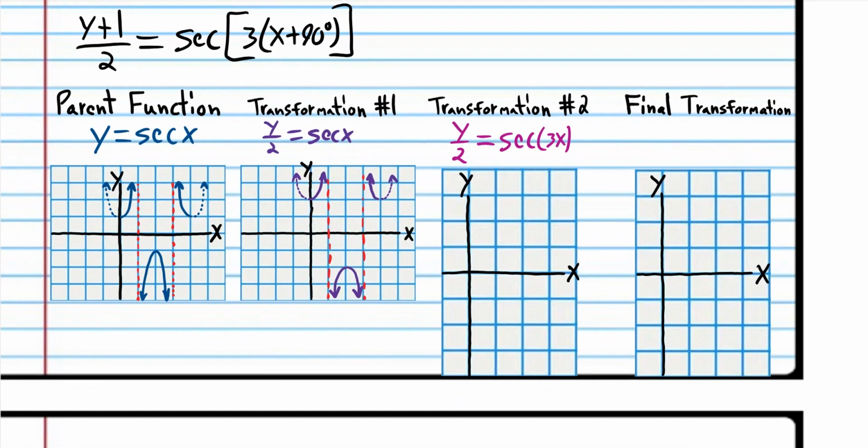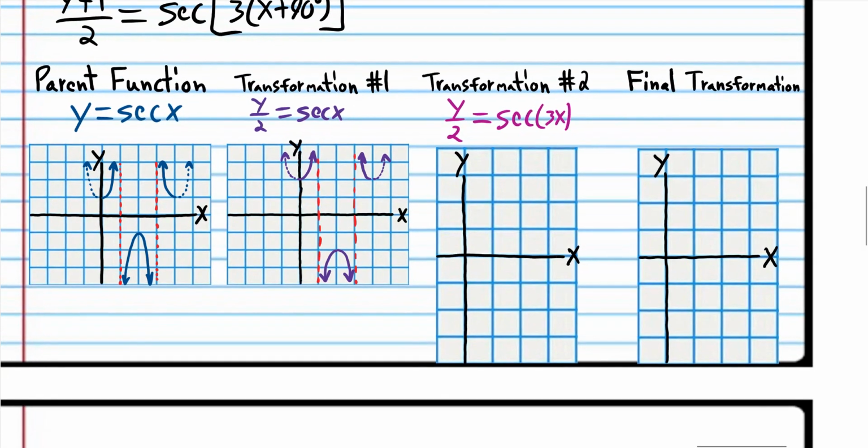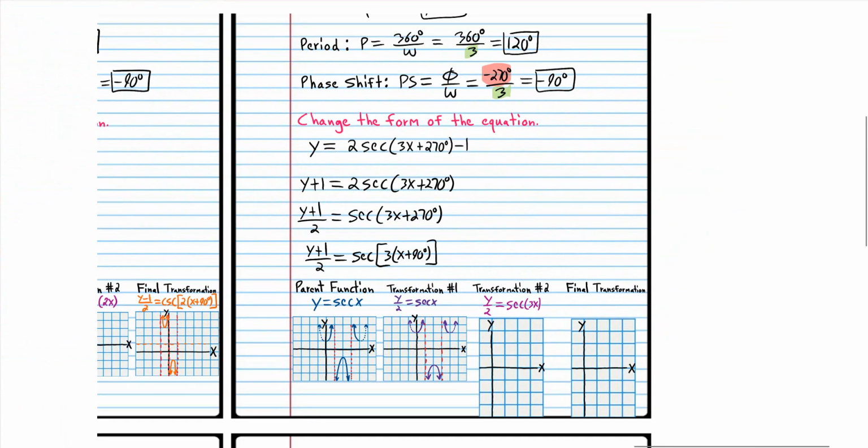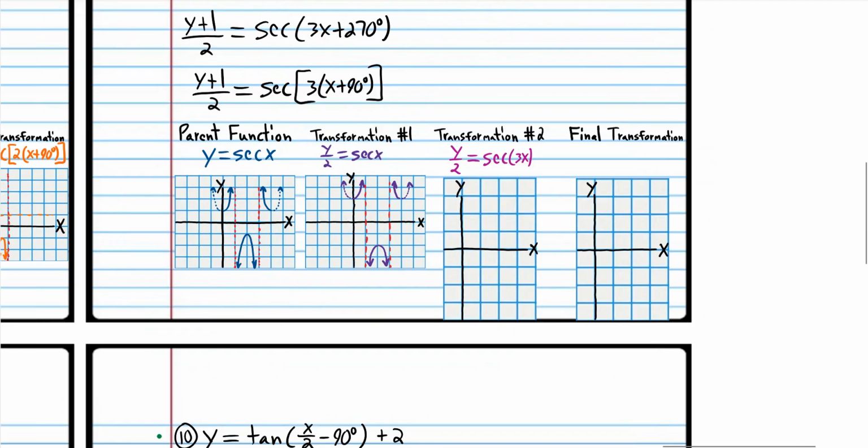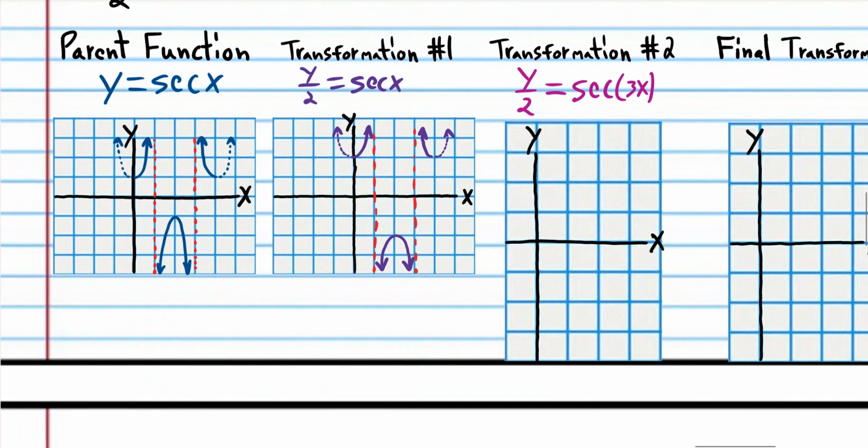The normal period is 360 degrees for the basic secant function, but now it's going to be, what do we find? 120 degrees. So things are going to get really scrunched in. So we're going to divide the asymptote numbers by 3. So this is x equals 90. We're going to divide by 3, and we get 30 degrees as the location of that first asymptote.